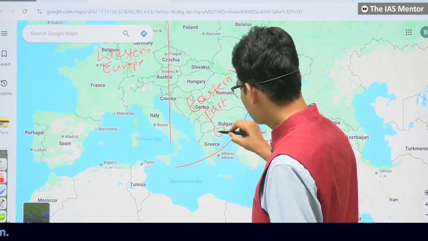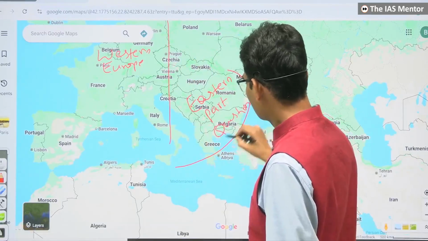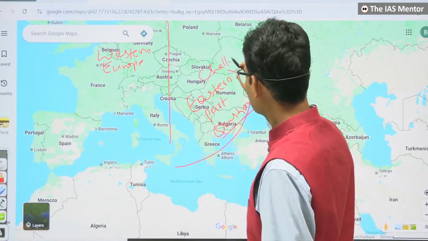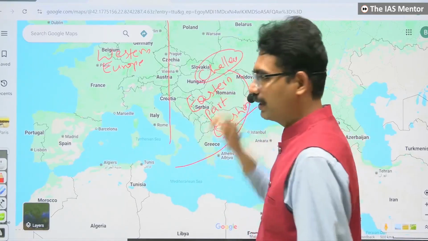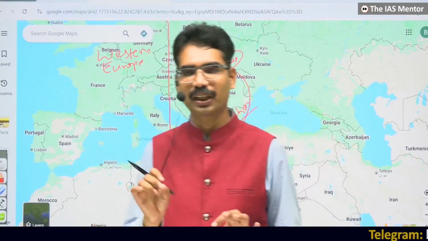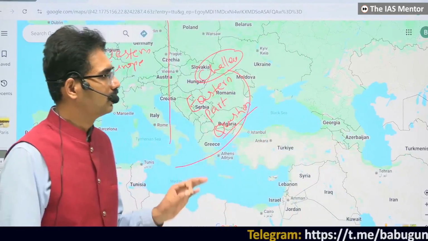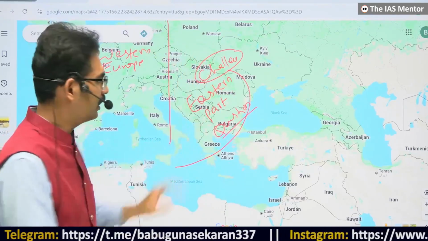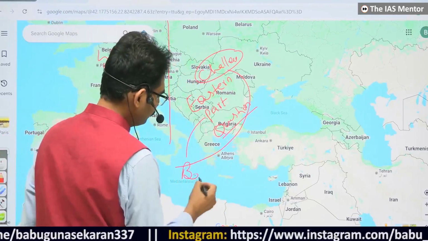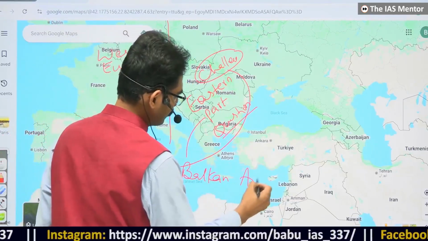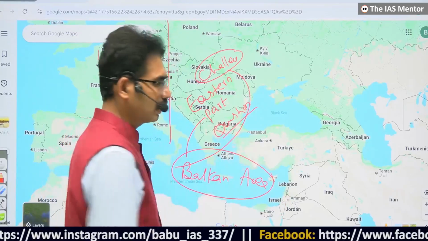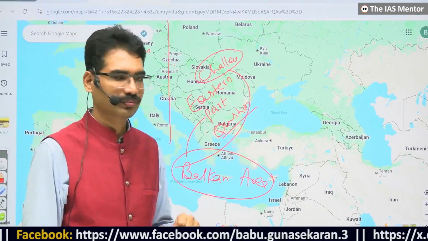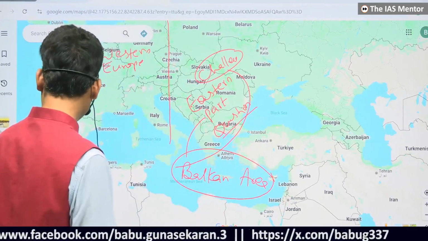Eastern question means the challenges related to this area. In simple terms, Eastern question refers to the challenges related to Eastern Europe, or even more specifically, the Balkan area. This area is known as the Balkan Peninsula, Balkan region. Coming to this, now, what is the issue here?